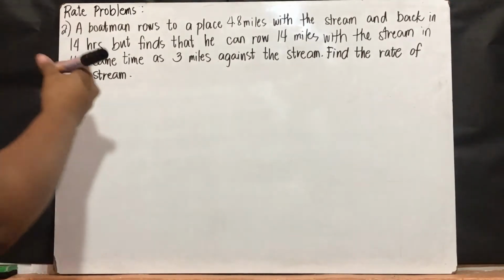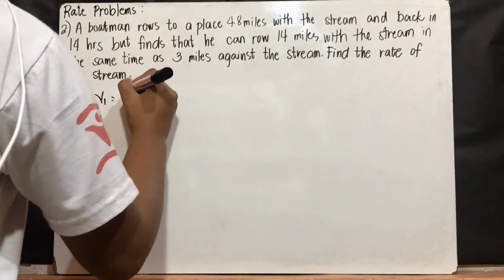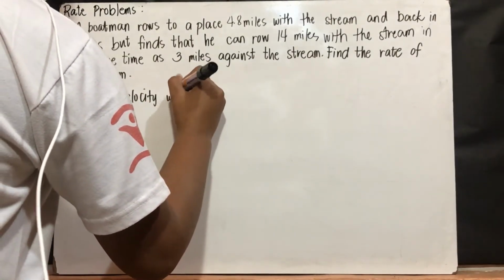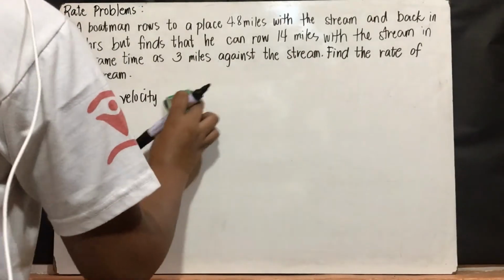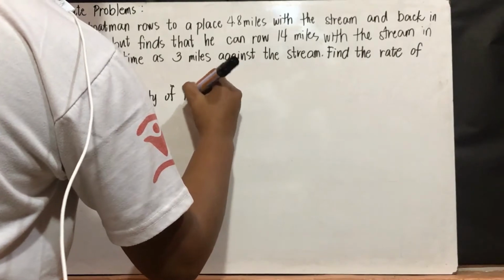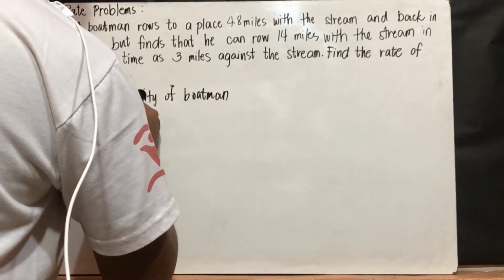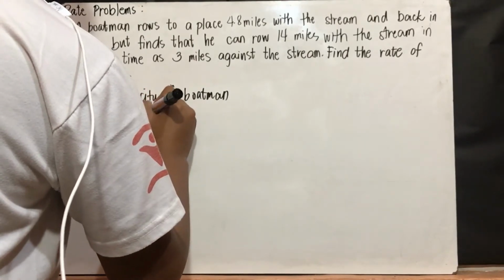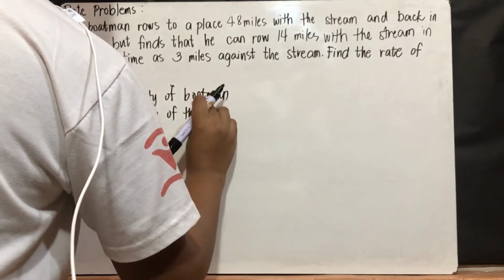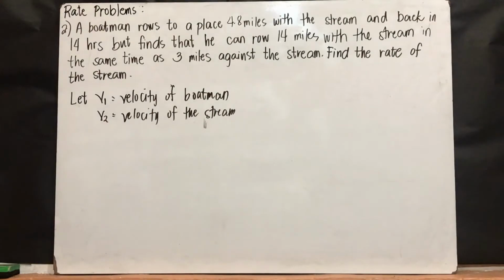Okay, so mag-let muna tayo ng mga parameters natin. So let V1 be equal to the velocity of the boatman. And then V2 be equal to the velocity of the stream. So that is the velocity of the stream.